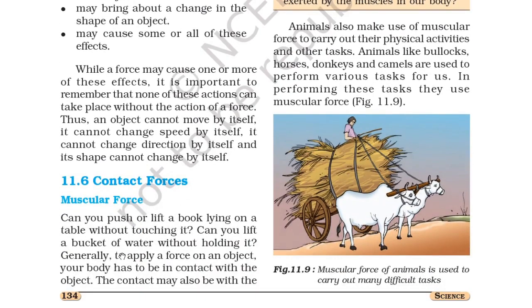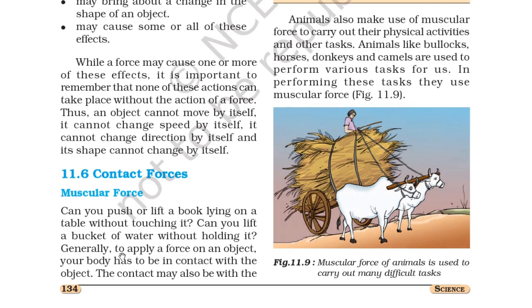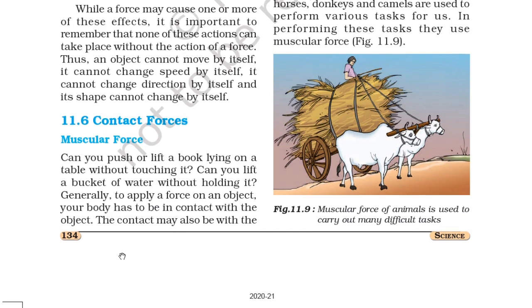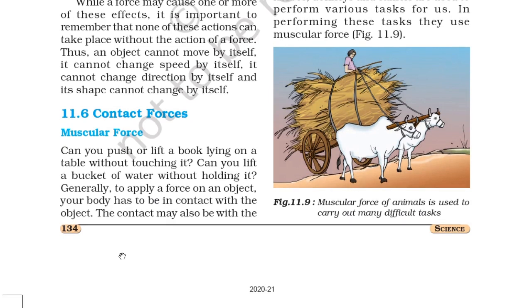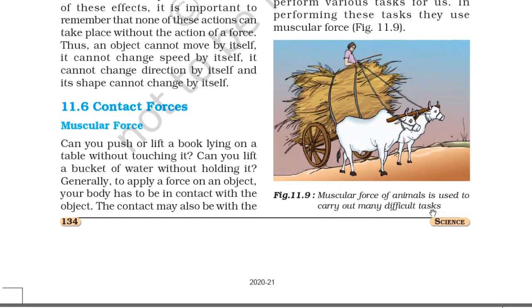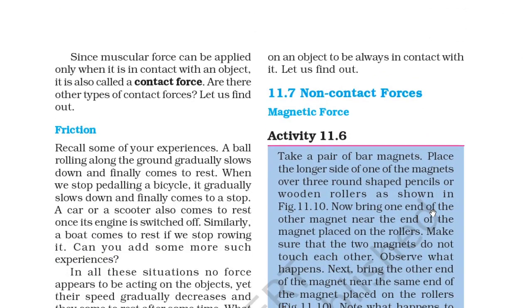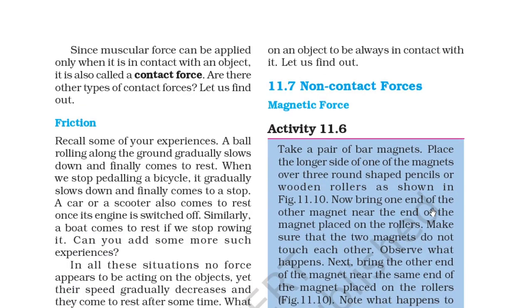Animals also make use of muscular force to carry out their physical activities and other tasks. Animals like bullocks, horses, donkeys, and camels are used to perform various tasks for us. In performing these tasks, they use muscular forces. So you can see a man is sitting on a bullock cart. So it is said muscular force of animals is used to carry out many difficult tasks. Since muscular force can be applied only when it is in contact with an object, it is also called contact force. Are there other types of contact force?